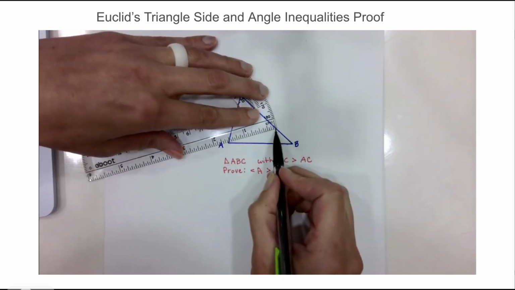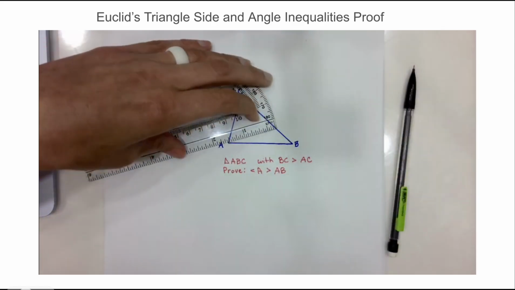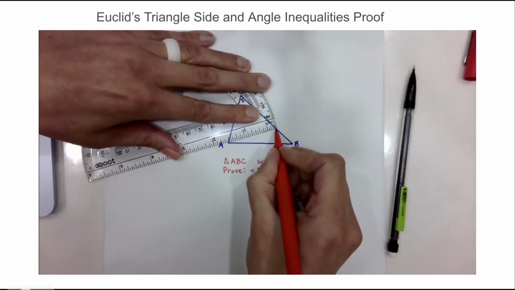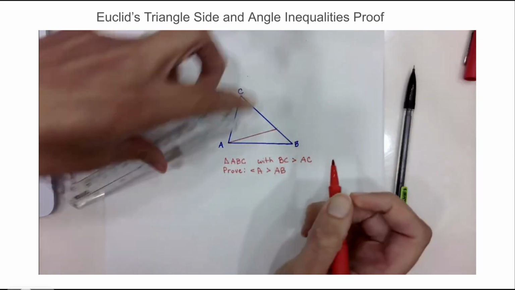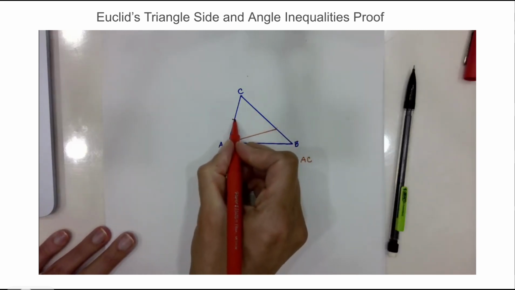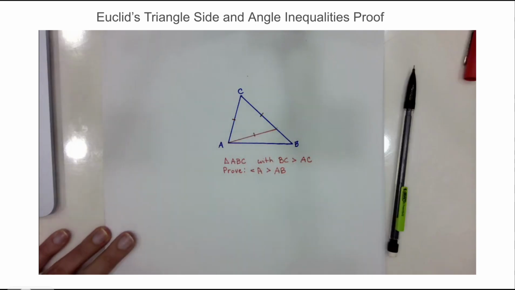So I'm going to go ahead and copy that, and I'm going to trace this line with a red marker so y'all can see that more easily. So now I have measured, this is 1.5, this is 1.5, and this is 1.5. So what kind of triangle is this? This is an equilateral triangle.